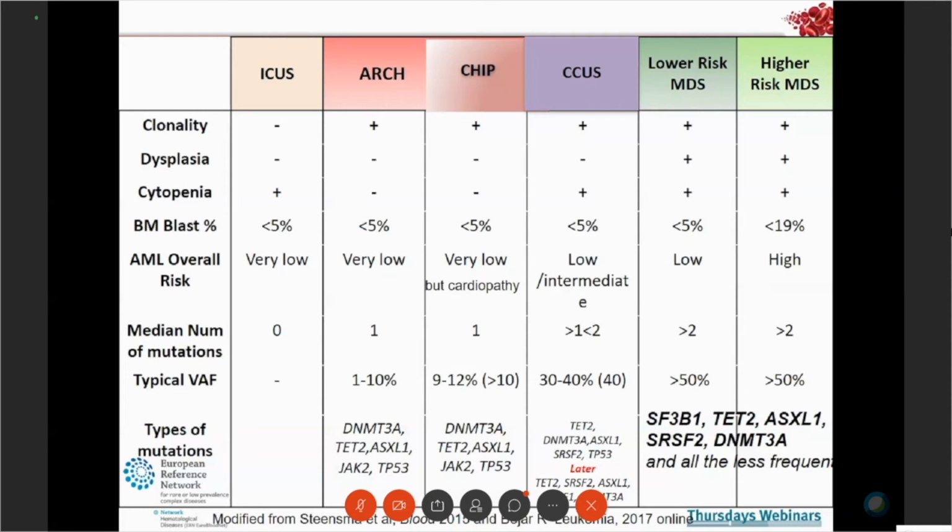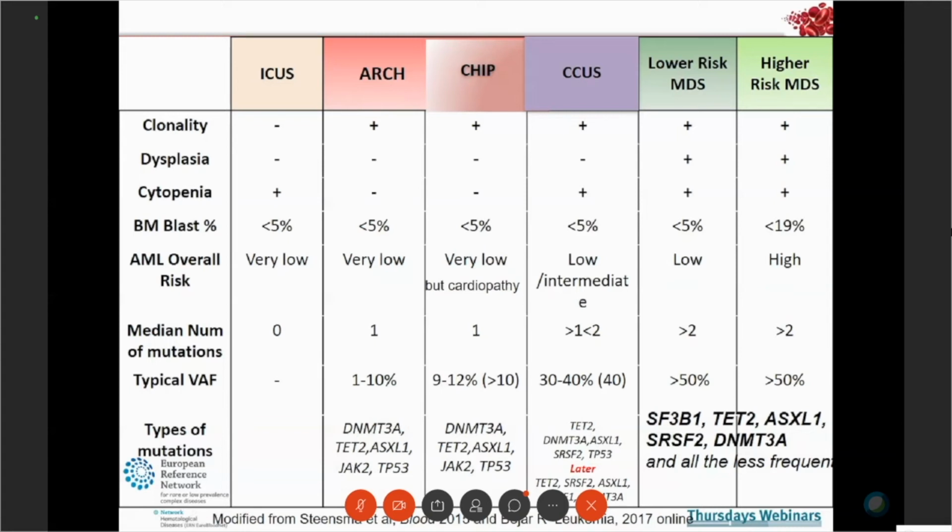So I just presented you with the clonal hematopoiesis called CHIP and ARCH, almost equivalent. The median number of mutation in these two situations is 1, and the variant allele frequency is not above 10% in ARCH and around maximal 12% in CHIP. And as you may see, you have the so-called DAT mutations, sometimes more rarely JAK2 and TP53. But then you may have cytopenia and clonal hematopoiesis. This is really difficult to diagnose differently from MDS.